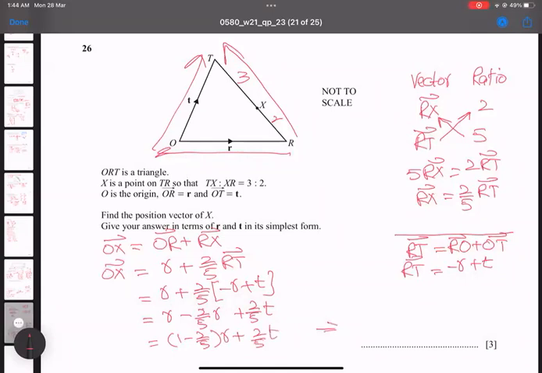And ultimately, my answer turns out to be OX is equal to, if I take LCM, 5 over 5 minus 2 becomes 3 over 5. 3 over 5 times R plus 2 over 5 times T is our answer. Or, you take 5 common from the denominator, it turns out to be this. So both answers are correct. You can leave it anywhere. And that's it.